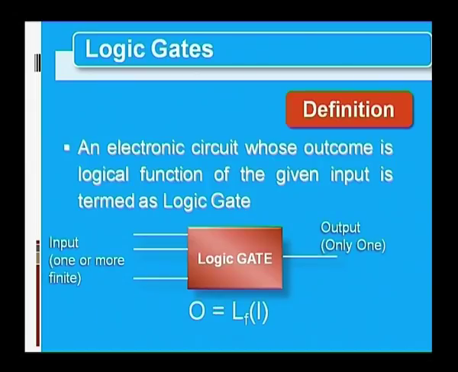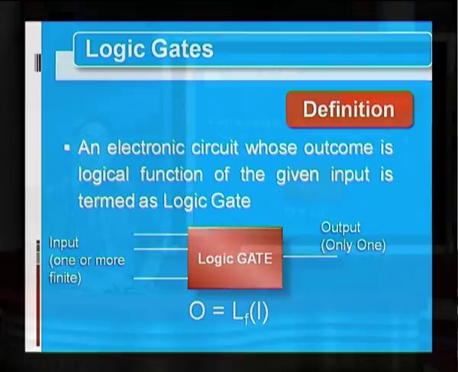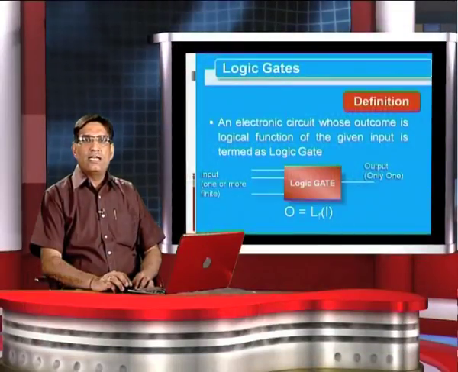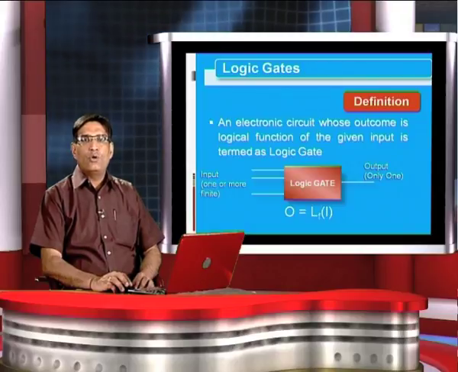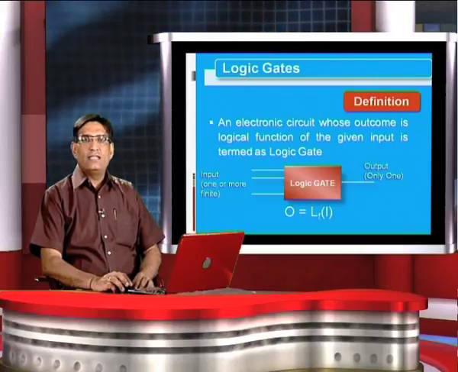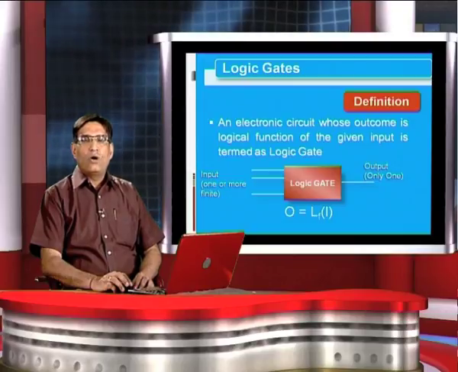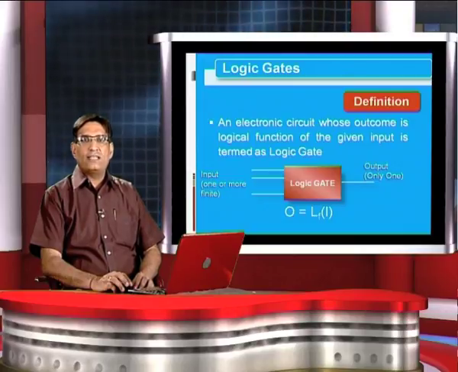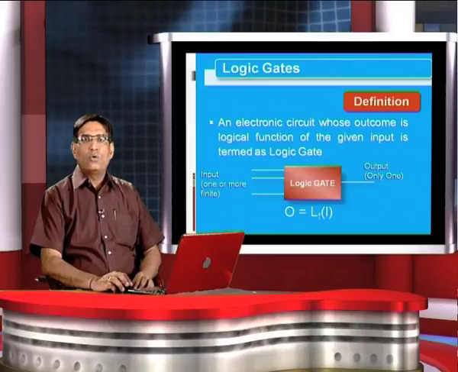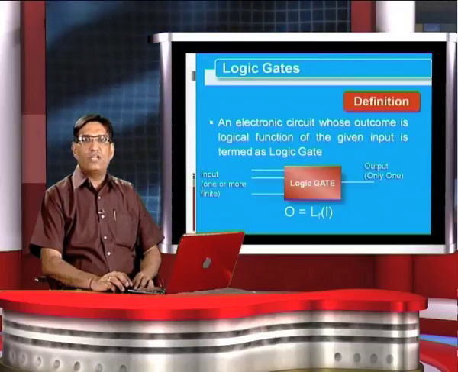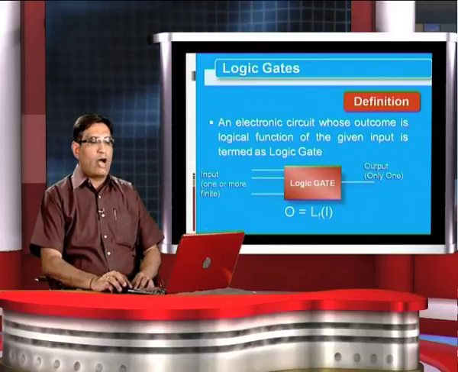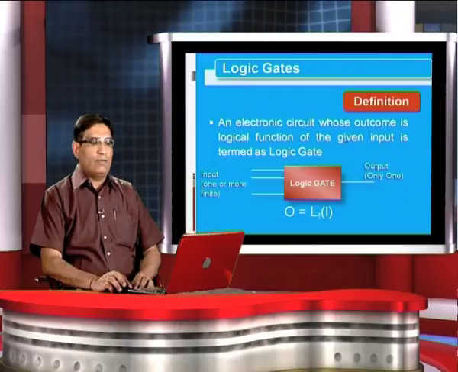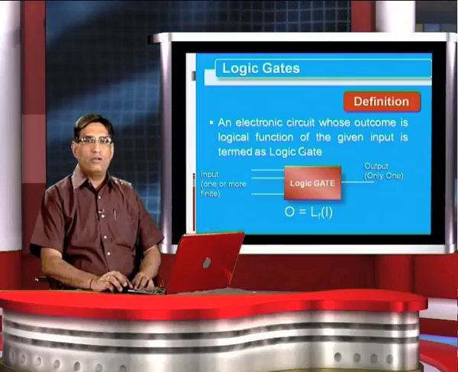Now let us define logic gates. We say that in a computer system we have electronic circuits that perform their output over the logical connectives applied over the input, and they are termed as logic gates. Or in other words, logic gates are nothing but electronic circuits whose output is a logical function of inputs. So an electronic circuit whose outcome is a logical function of the given input is termed as a logic gate.